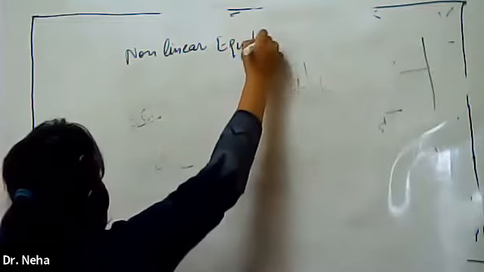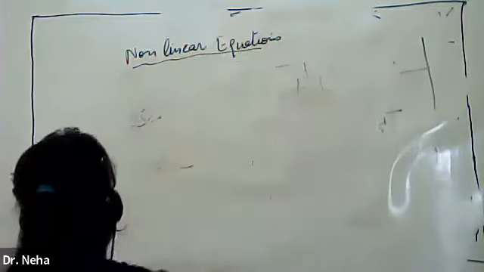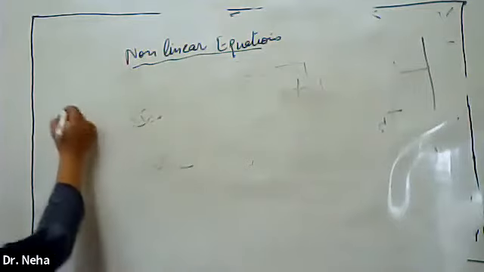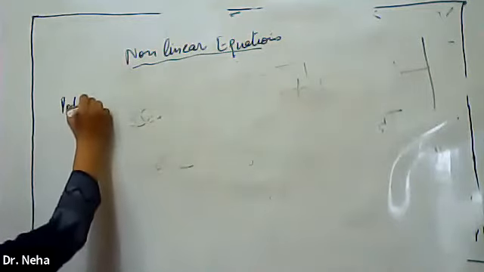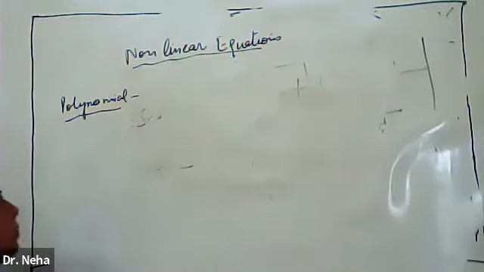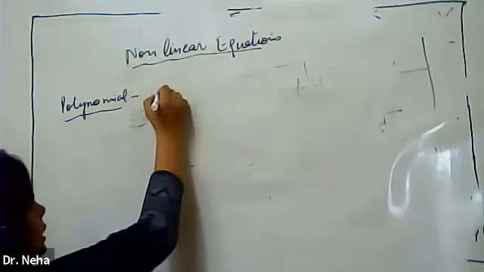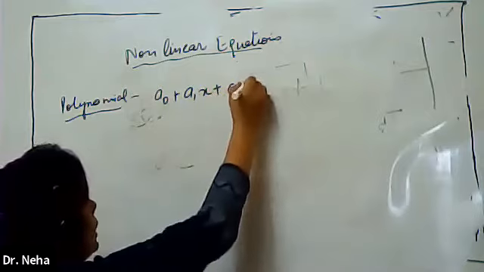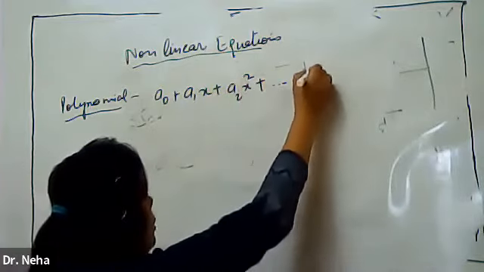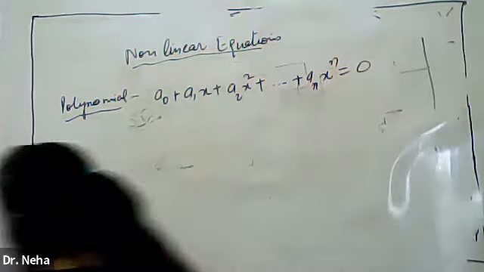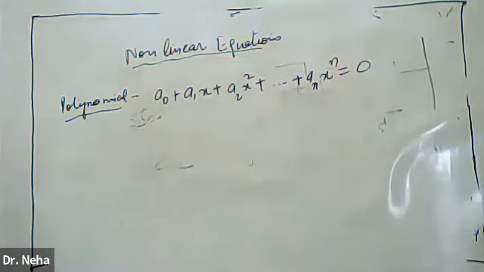Non-linear equations. For that, let's understand some basic definitions, like what is a polynomial? A polynomial of degree n can be written in the form a naught plus a1x plus a2x square plus a3x cube, and so on up to an x raised to power n, equal to 0. This is a polynomial.